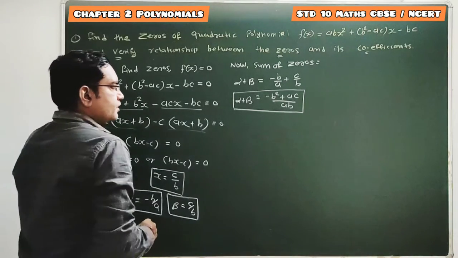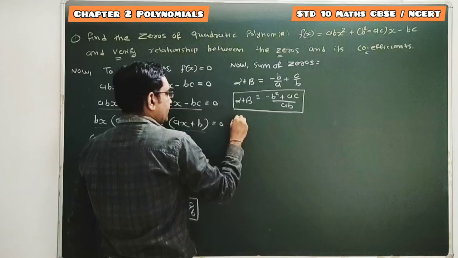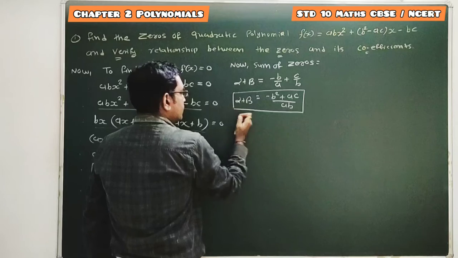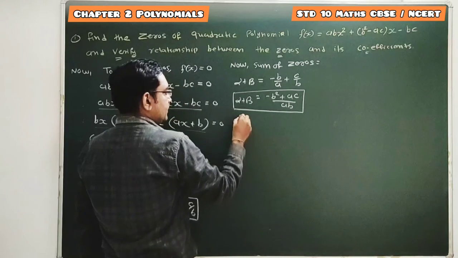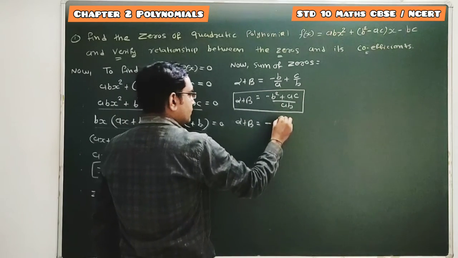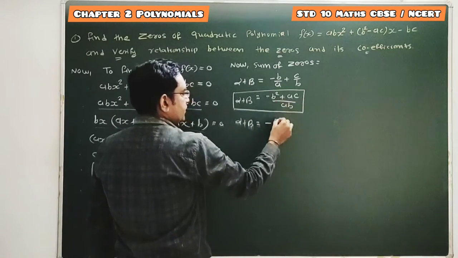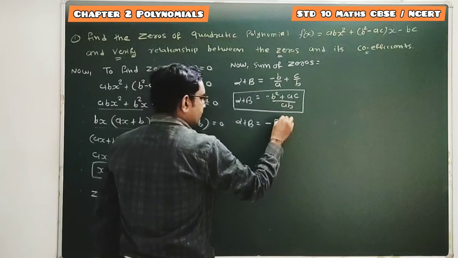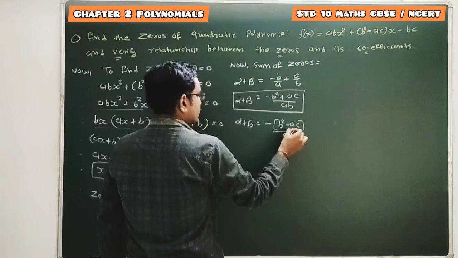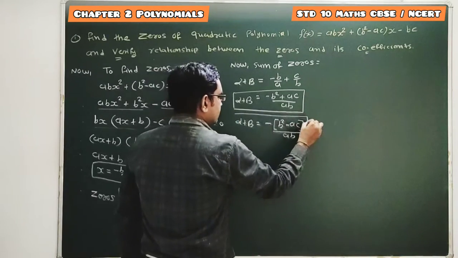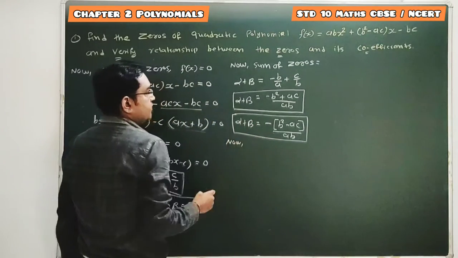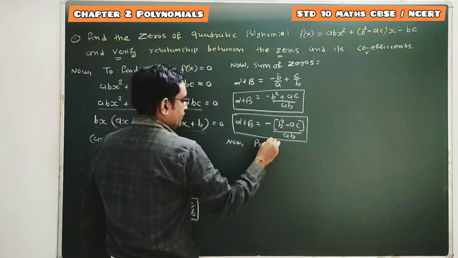Done. Now we take the minus sign common, because the sum of zeros is always in terms of a minus sign. So alpha plus beta is equal to minus of, taking the minus sign common, ab square minus ac divided by ab. Done. Now let's say this one is our sum of zeros. Now we'll try to find the product of zeros.